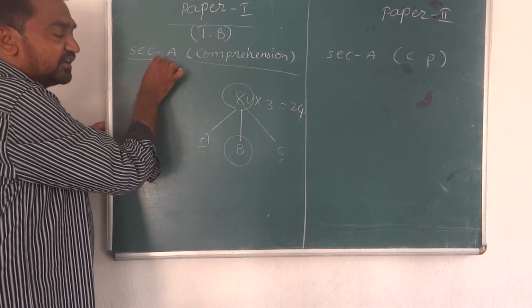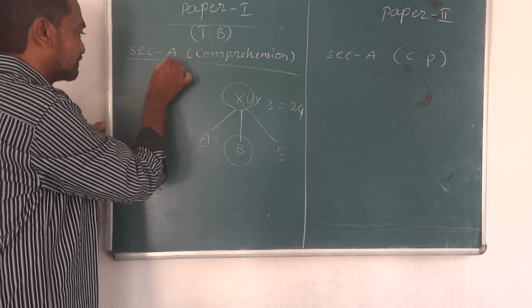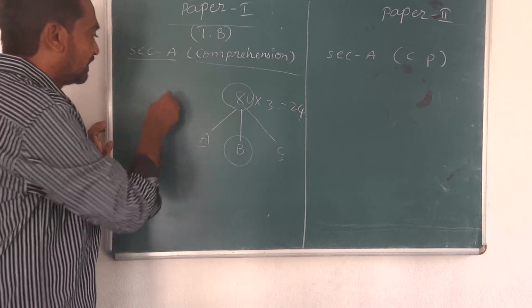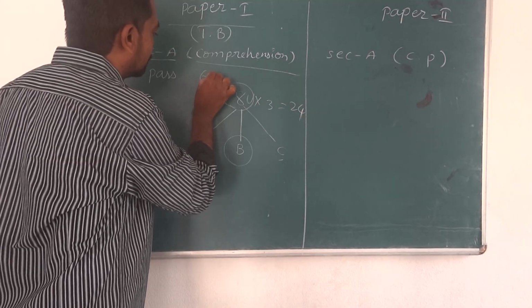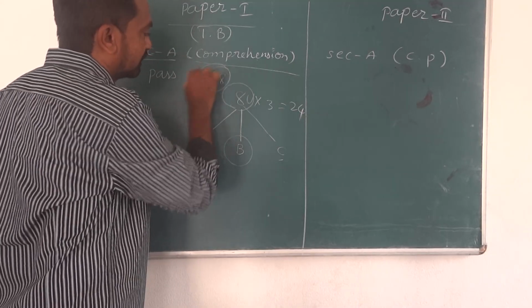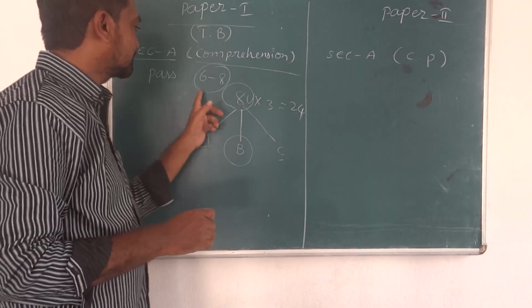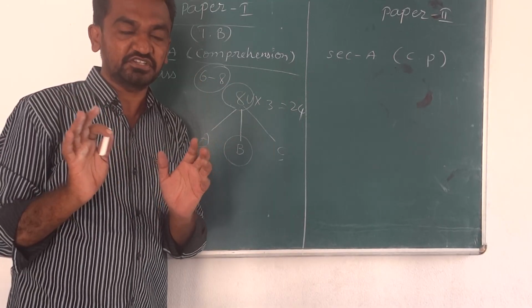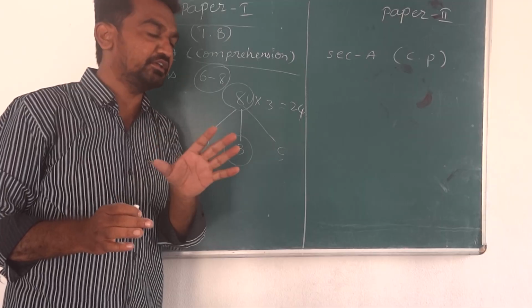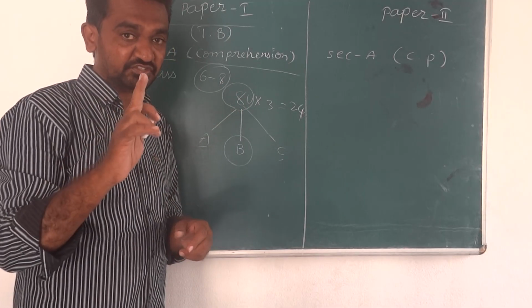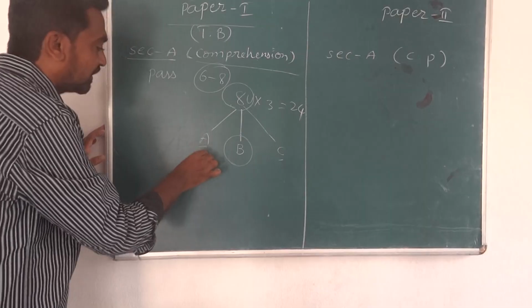In Section A, there will be one passage. In the board exam, they give you one passage. The passage can be 6 to 8 lines, between 6 and 8 lines. It can't be very big or very short. It is a normal medium-size passage. And this passage comes only from the A reading.